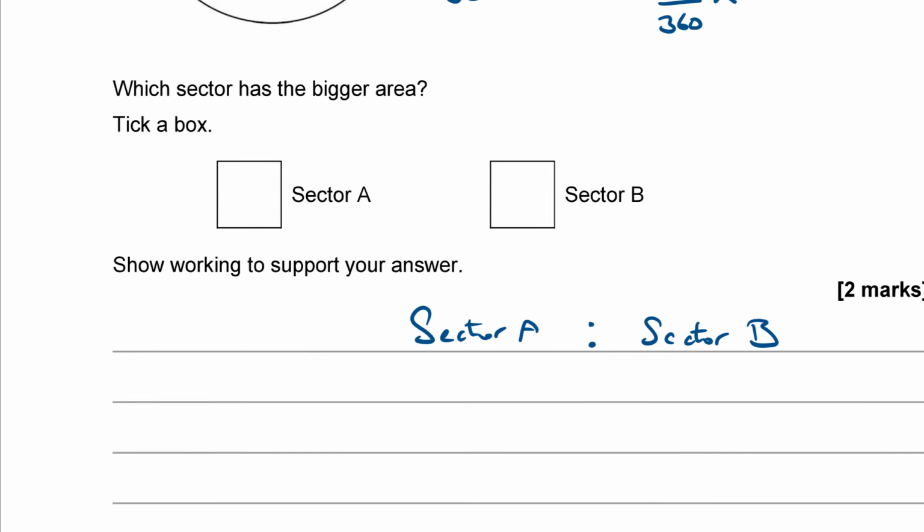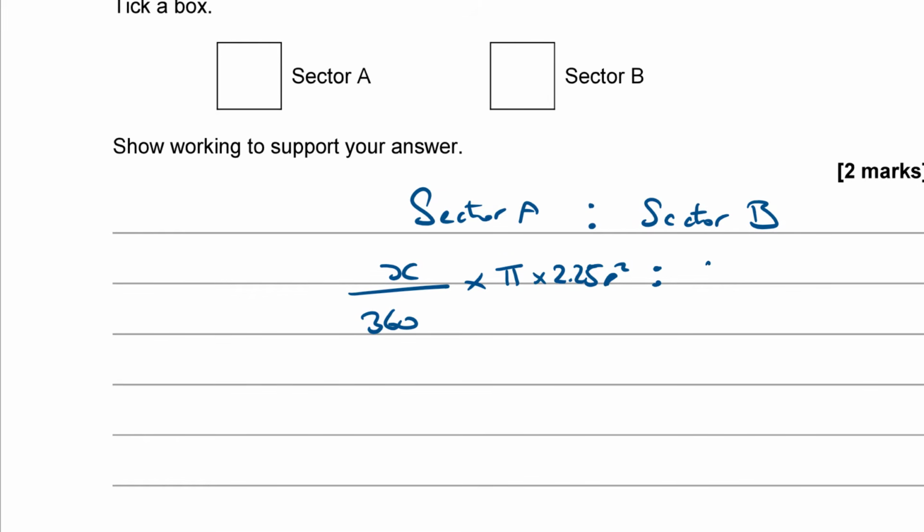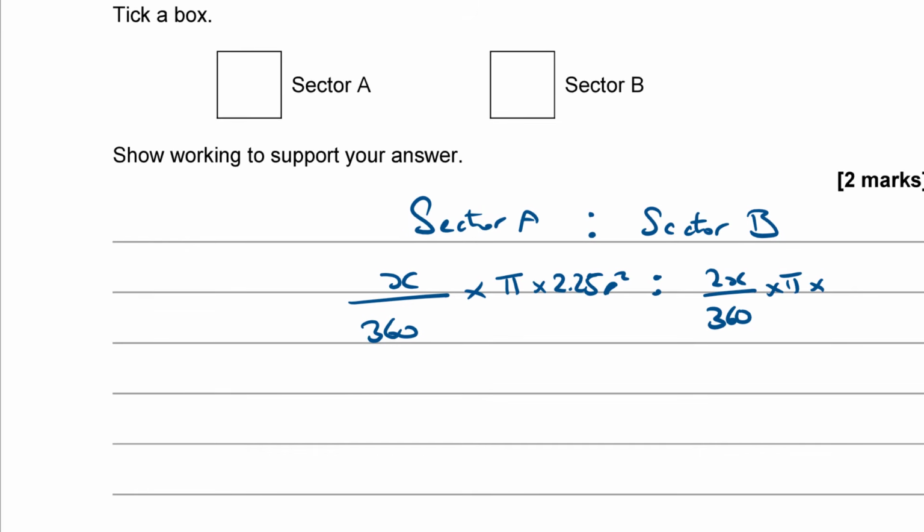So we just said that sector A is x over 360 times pi, and we had 1.5 r all squared. What's 1.5 squared? 1.5 squared is 2.25. So I'm going to say that's times 2.25 r squared. And then the ratio of that to the other one, which was 2x over 360 times pi times r squared.